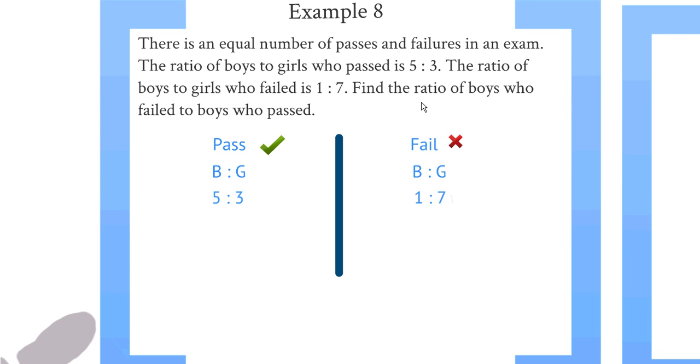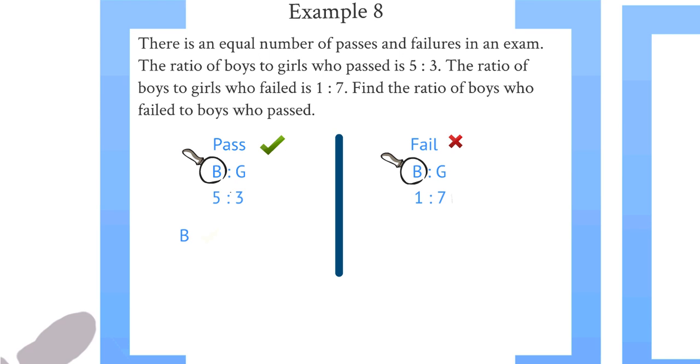And we look at this question, they want us to find the ratio of boys who failed to boys who passed. So they're interested in these two. The boys who failed, right? And there's a 1 here, 1 unit, and the boys who passed. And it's represented by 5 units.